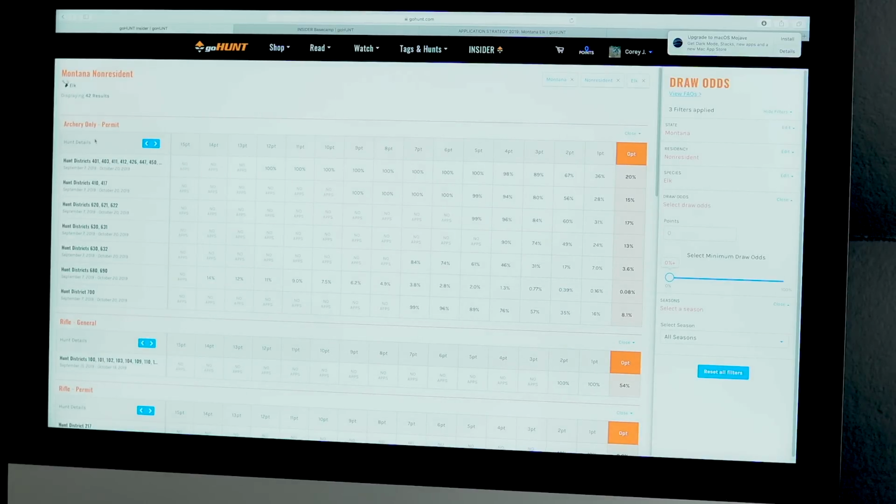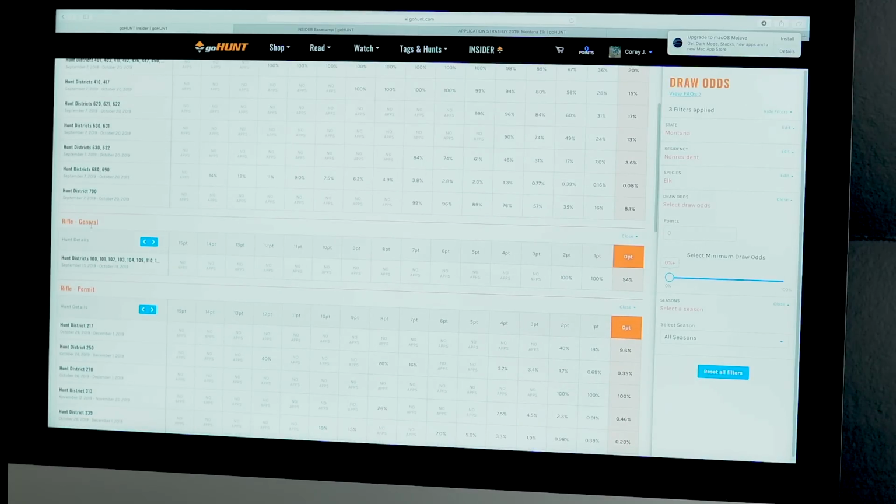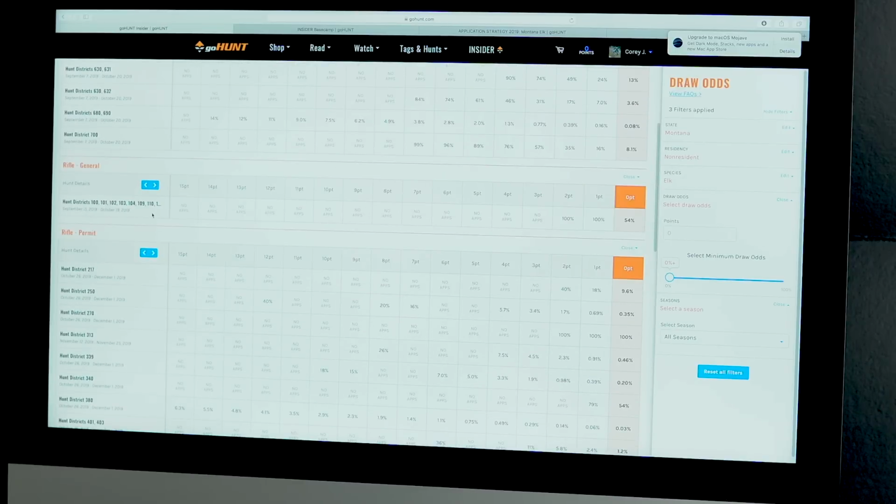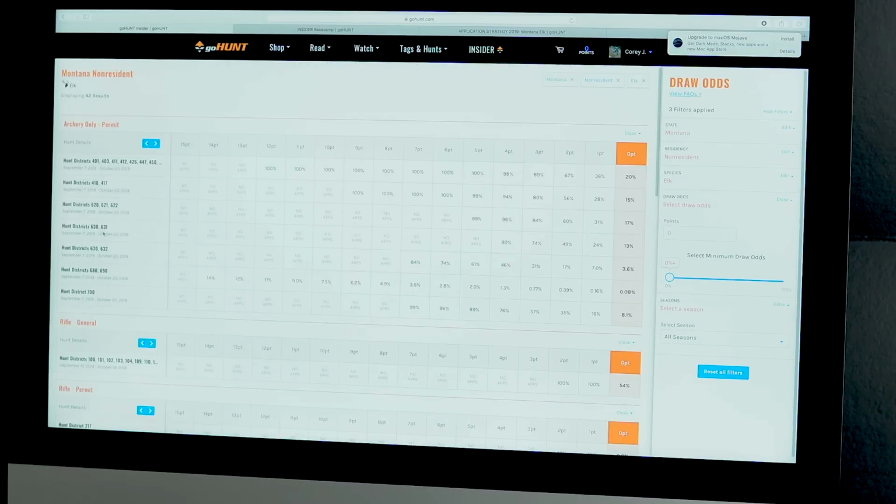So it's going to bring up archery only permits, it's going to bring up general rifle, and then all the rifle permits. So when it's talking about permit, whether rifle or archery only, that is talking about the special permits. So the ones that have to be drawn after you've successfully drawn the big game or the elk combination license.